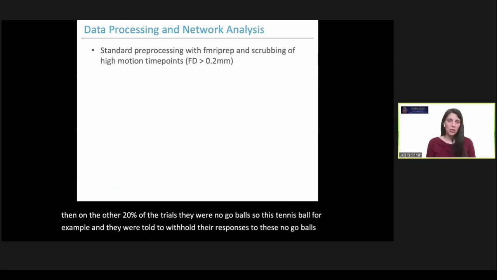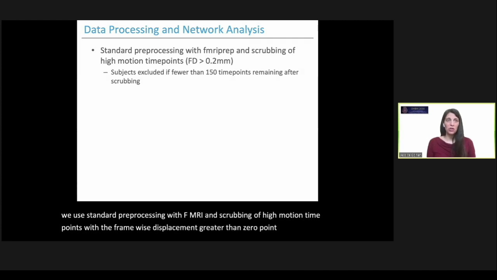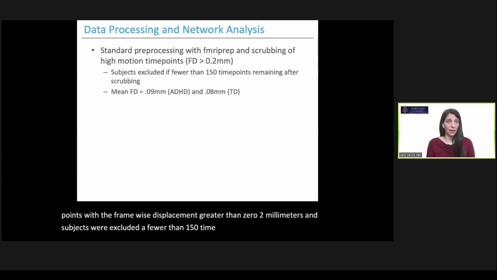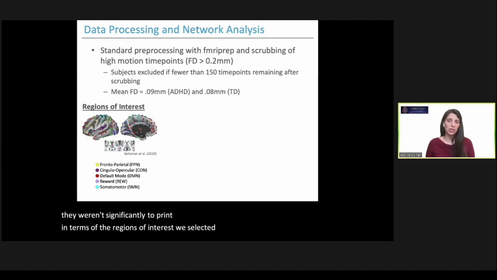We used standard pre-processing with fMRIPrep and scrubbing of high motion time points with a frame-wise displacement greater than 0.2 millimeters. And subjects were excluded if fewer than 150 time points remained after scrubbing. The mean frame-wise displacement was equivalent across the 2 groups. They weren't significantly different.